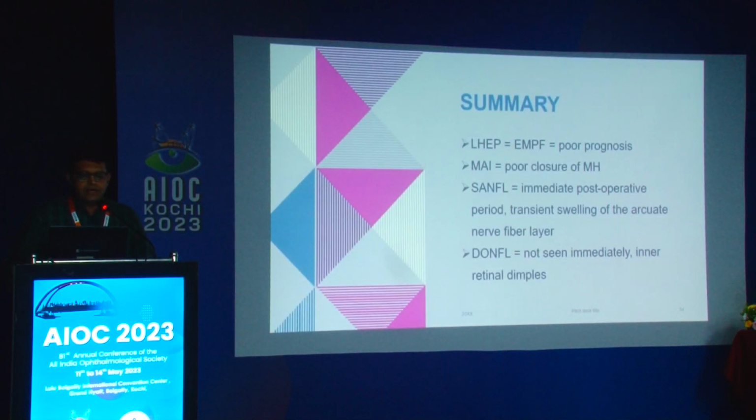So to summarize, LHEP is the same as epimacular proliferations, and they indicate poor prognosis. Larger macular area index indicates poor closure. SAN-FL is seen in the immediate postoperative period, and it's a transient swelling of the arcuate nerve fiber layer, while DON-FL is not seen immediately, and they are inner retinal dimples.